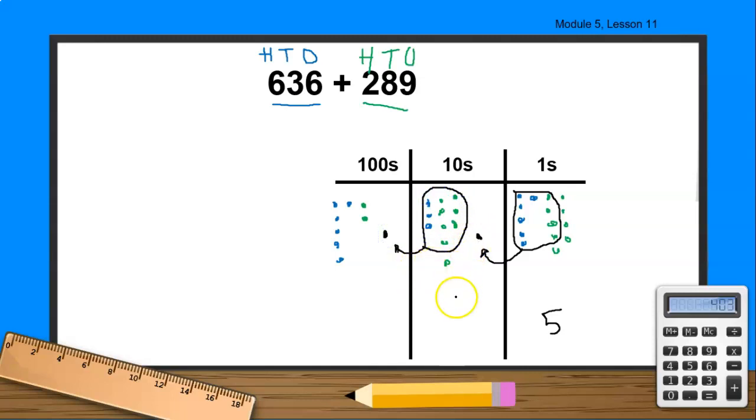And I have 2 tens and I put the 2 right there. Then you guys follow the next key point number 5. Count the hundreds. 1, 2, 3, 4, 5, 6, 7, 8, 9. I have 9. I don't have enough to bundle, so I just write the 9.